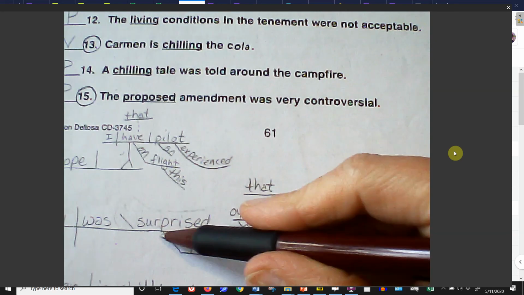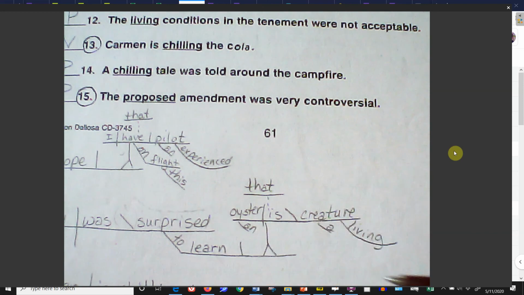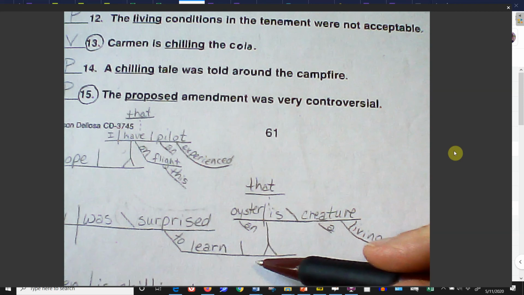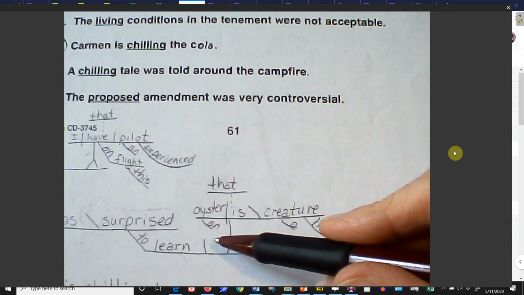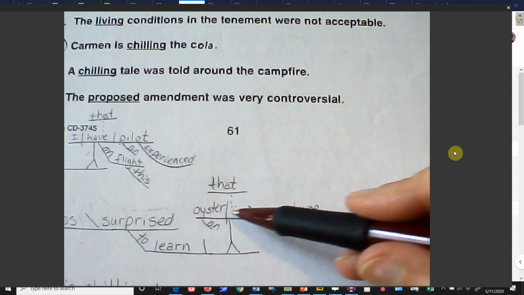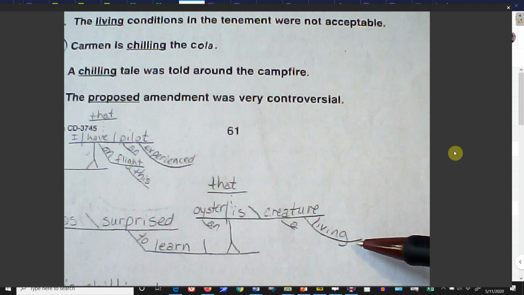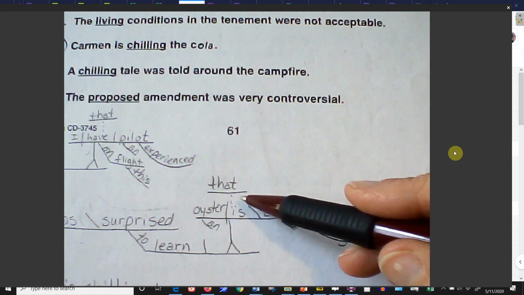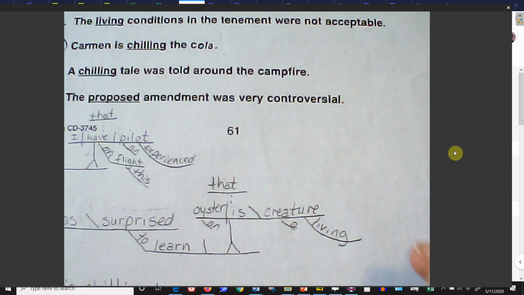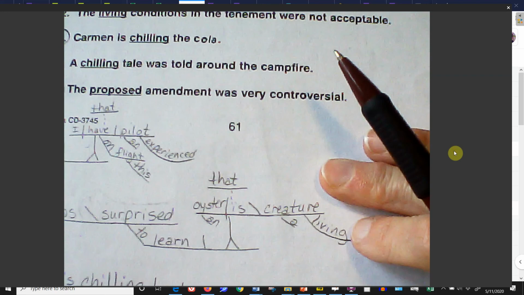And this is the infinitive phrase, which now is being used as an adverb. Like, how was she surprised? Well, to learn. And then again, we have a noun clause, right? Because it's the direct object. Oyster is slanty line creature, a living creature with a curvy, and an oyster. And then again, we've got this that really doesn't do anything, so it just sits above. Those were admittedly pretty substantial diagrams.